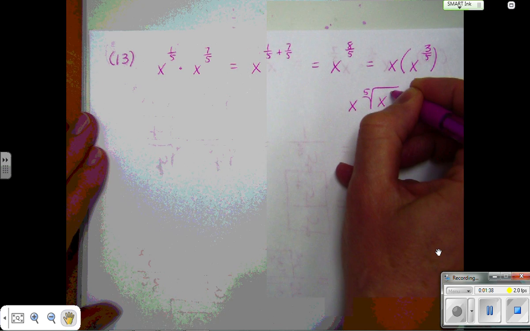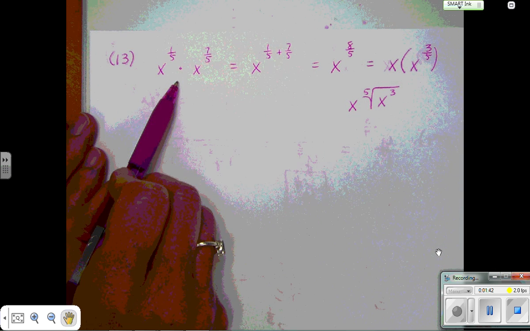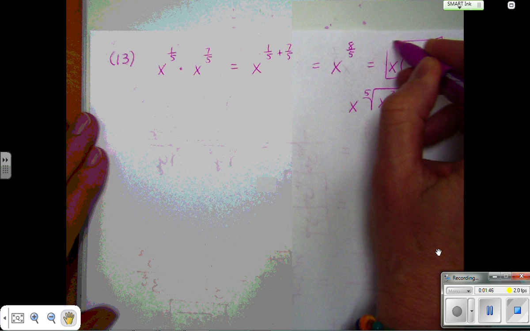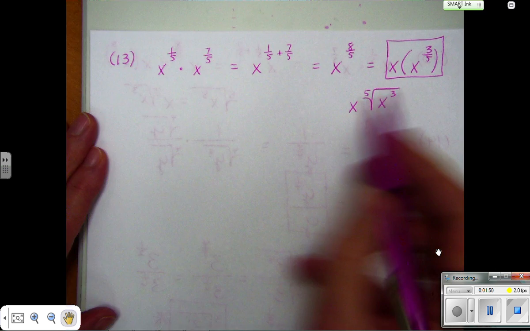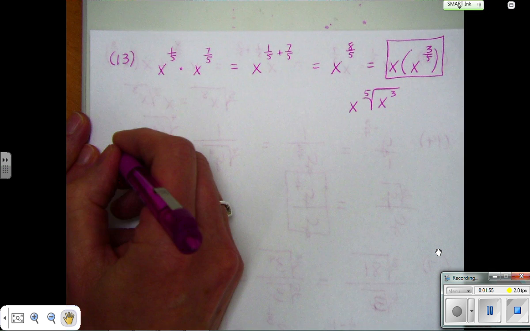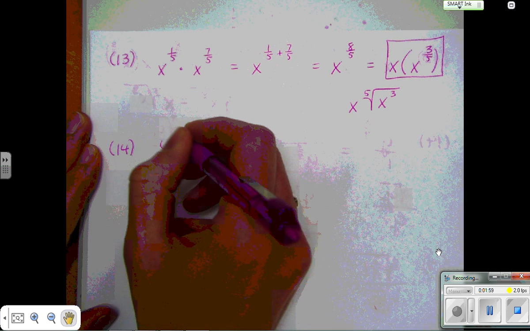Now the thing is, if they present the problem to you as a rational exponent, then your answer needs to be in the same form. So you would want to use this as your answer and not the radical. If they give you a radical in your problem, then you want to write your final answer in radical form. Okay, so let's look at number 14.